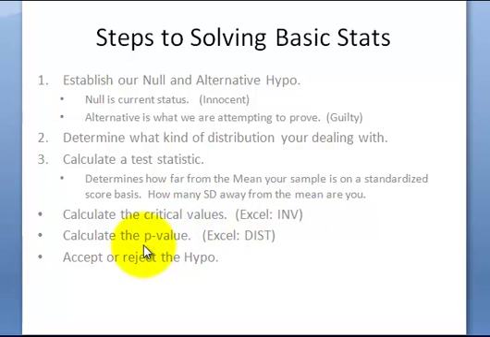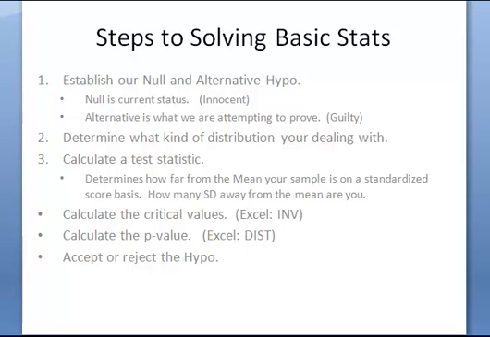An alternative way is to calculate the p-value, which will tell you exactly the probability of you getting that sample. Excel has a whole family of DIST functions. And the last step is based on what you get for your test statistic. If it falls outside the range of the critical value, then you reject the null hypothesis. If it's within the critical ranges, then you do not reject. And with p-values, if it's a very low p-value, like the probability is only 1% of getting this by chance, you'll generally reject the null hypothesis.